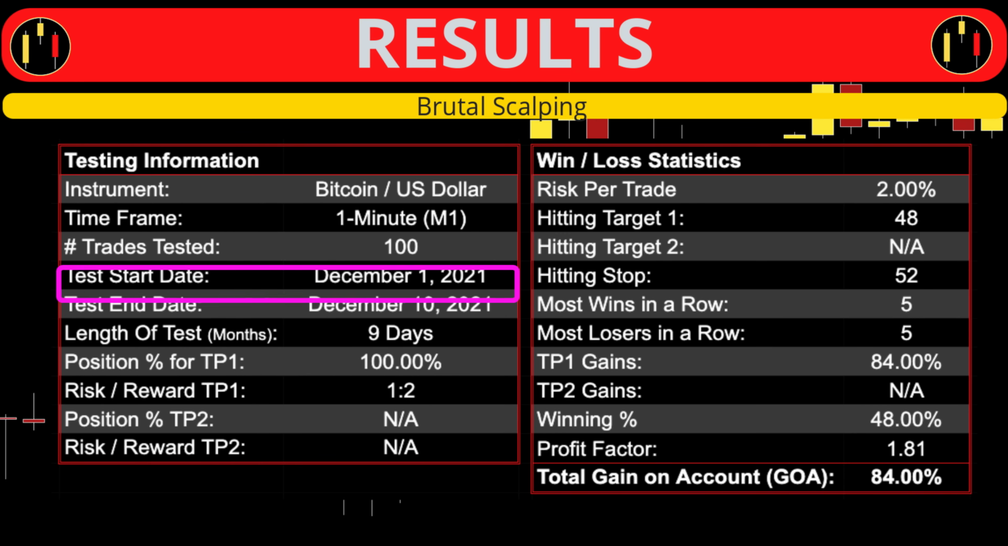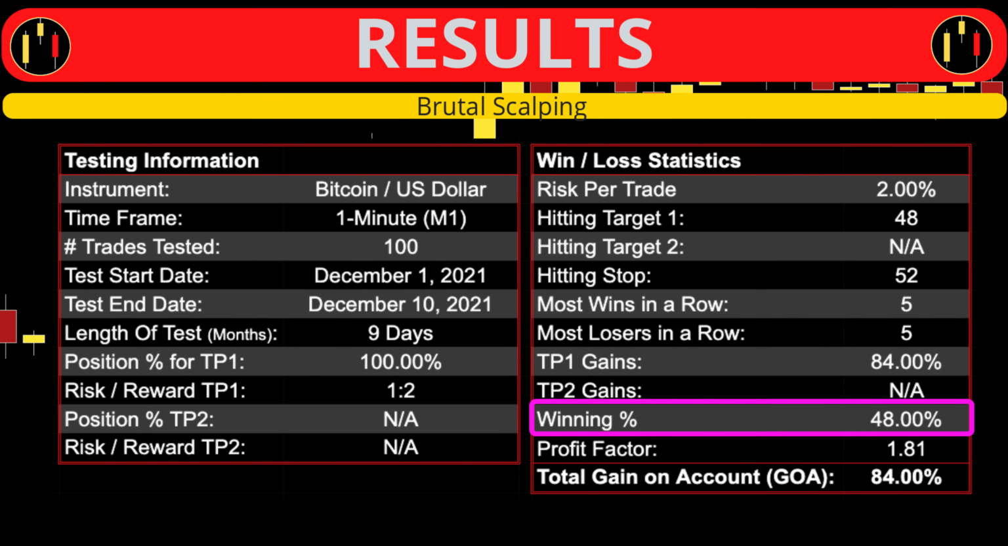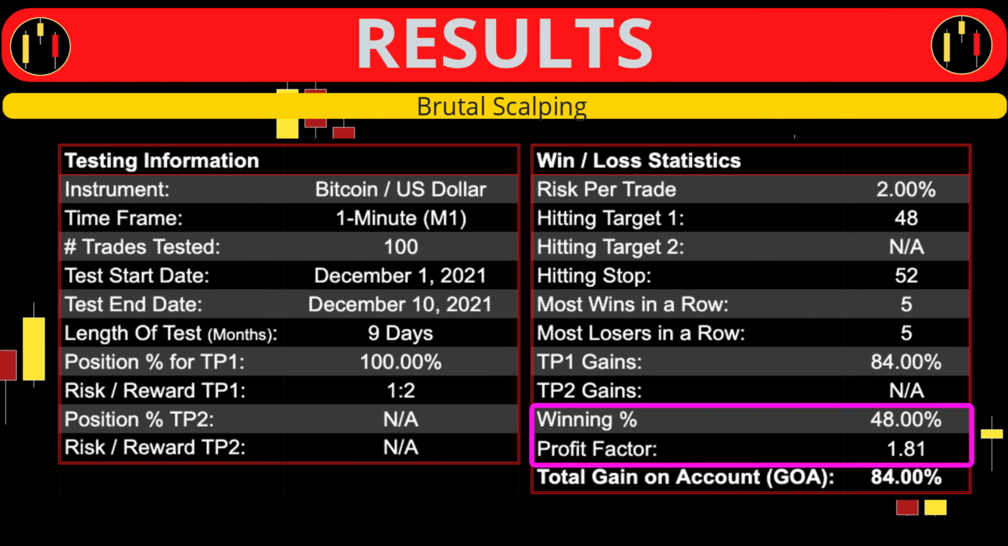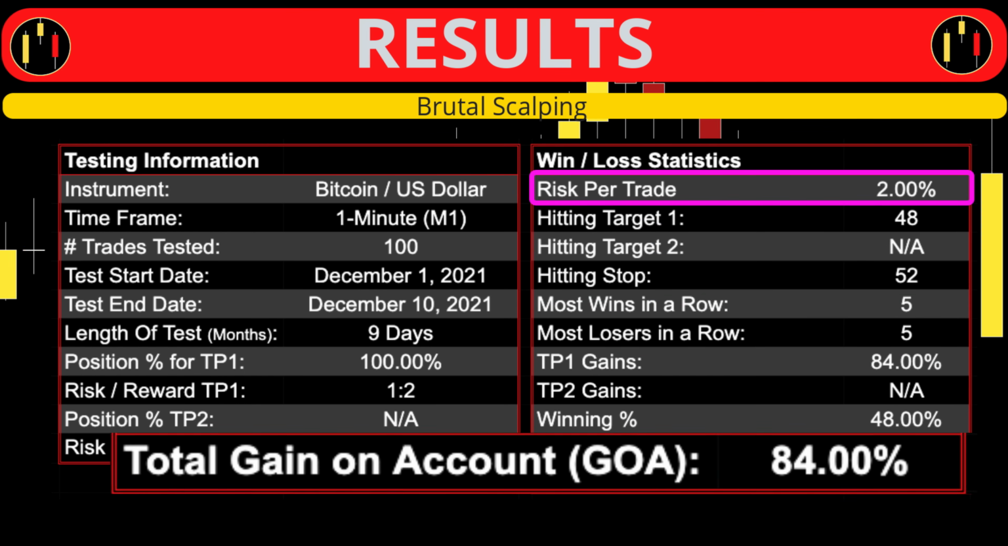It took 9 days to find the 100 setups. Most wins and losses in a row equaled each other at 5. The win rate came out at 48% with a nice 1.81 profit factor. Risking 2% per trade, the total gross profit would have been 84%.